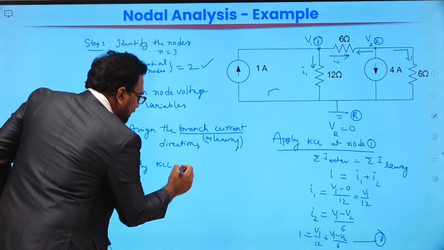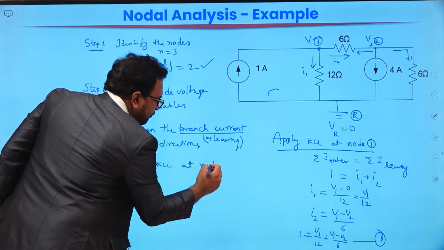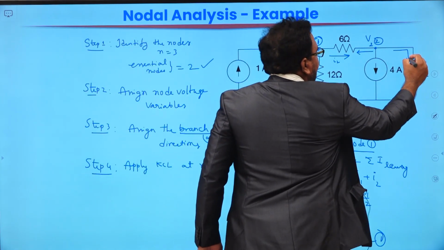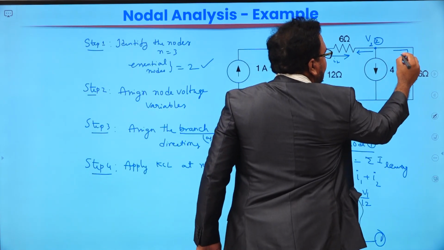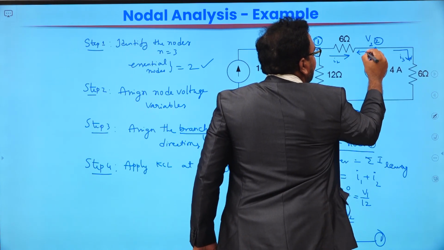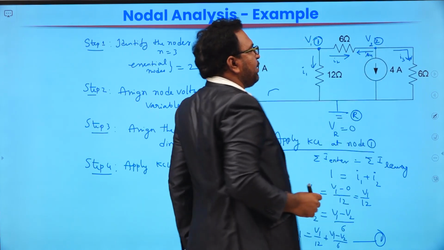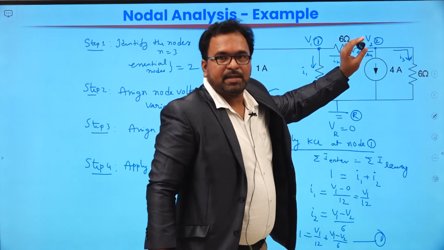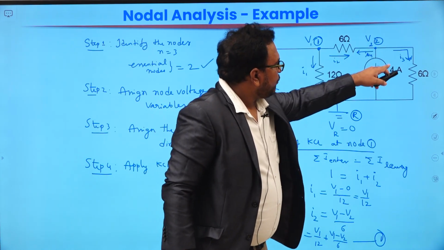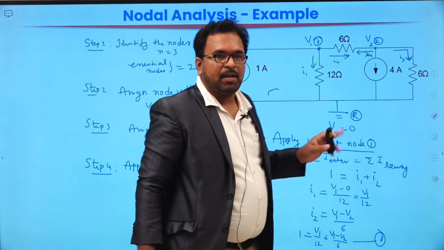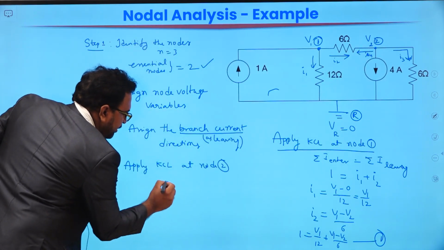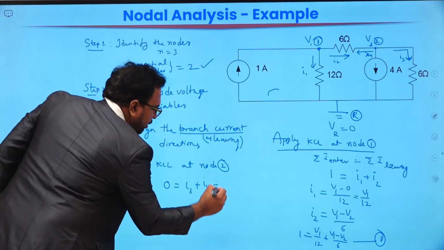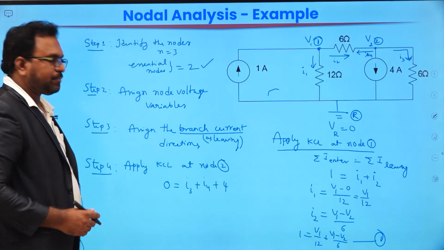Now if you apply KCL at node 2, what are the currents here? Assume this one as I3, this one as I4. So at node 2, what are the currents entering? There are no currents entering. All the three currents, 4 amperes, I3 and I4, are leaving. So the sum of the currents entering is 0 and all the currents are leaving: I3, I4 and 4 amperes.